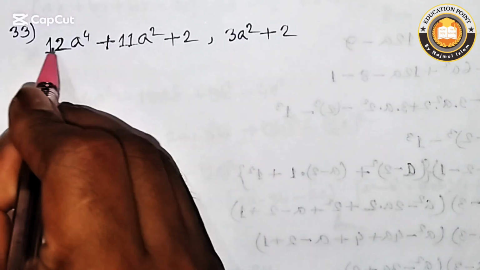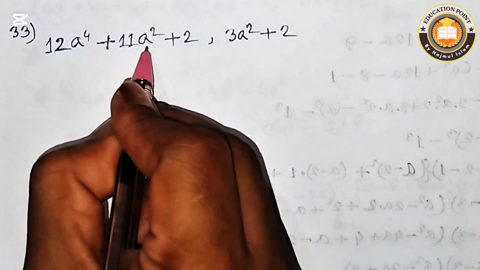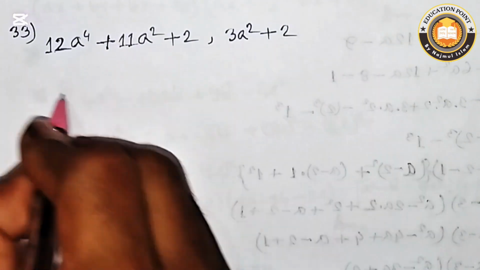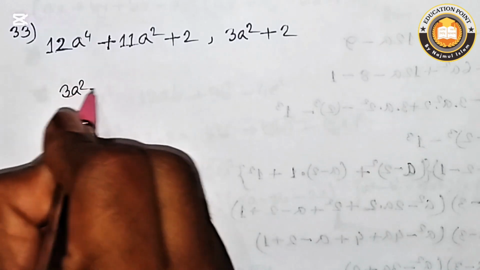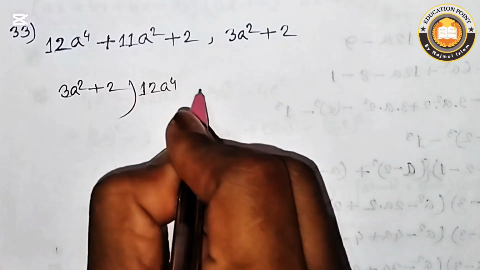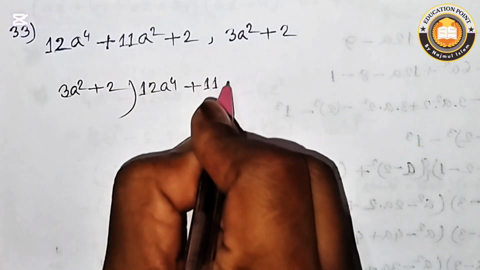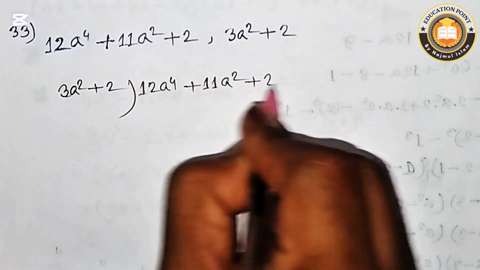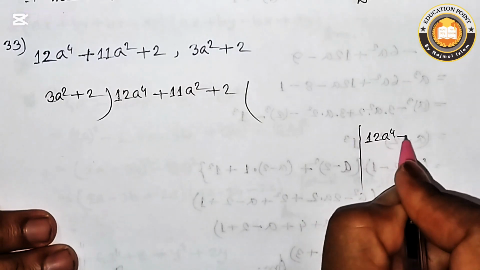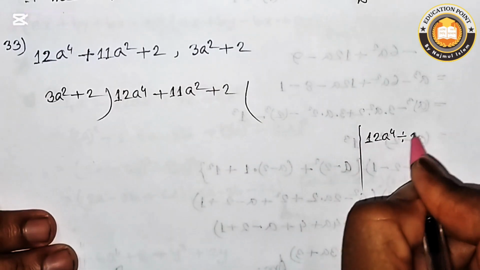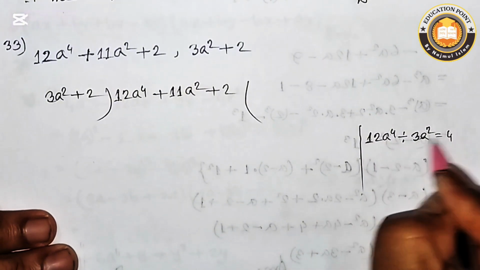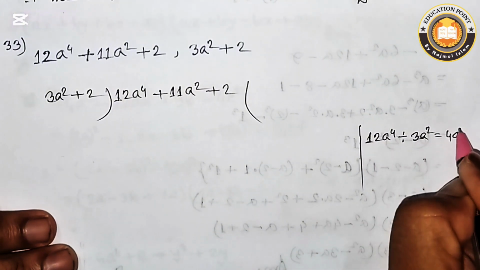Question number 33. 12a to the power 4 plus 11a square plus 2 divided by 3a square plus 2. At first, 12a to the power 4 divided by 3a square. 12 divided by 3 equals 4. A to the power 4 divided by a square equals a square.